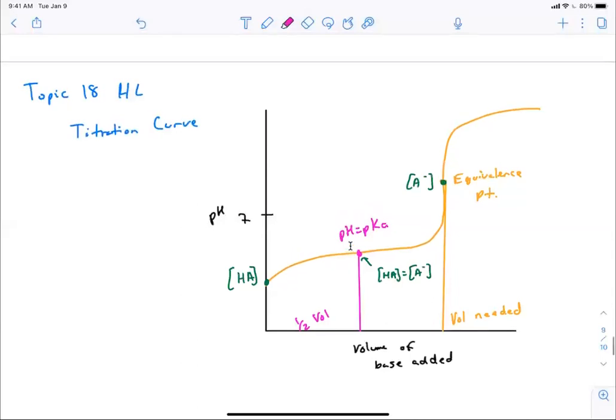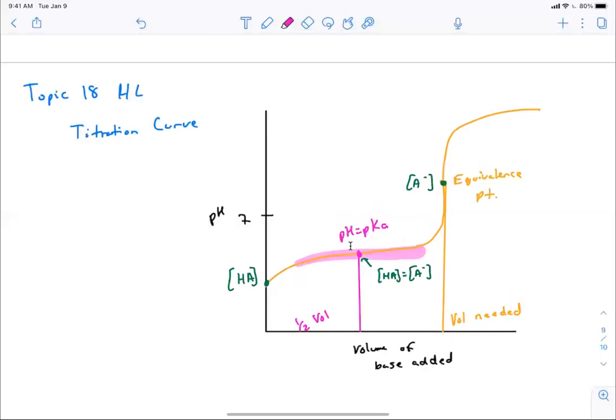And namely, this section here, which we call the buffer region. Okay, that section resists pH change when small amounts of acid or base are added. That's your buffer region, because a buffer region has to have a significant amount of a weak acid or weak base and a significant amount of its conjugate. And so in this region, you have enough HA and A minus that you can act as a buffer.